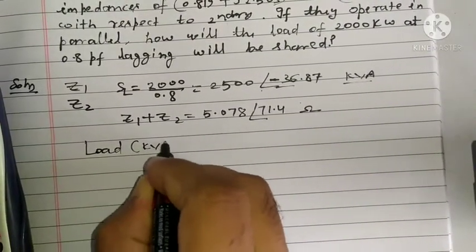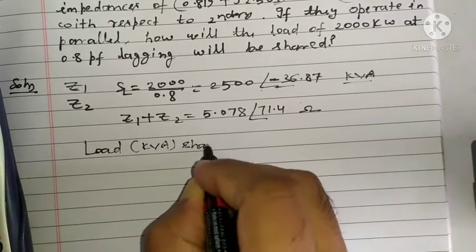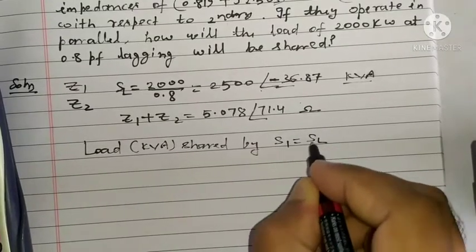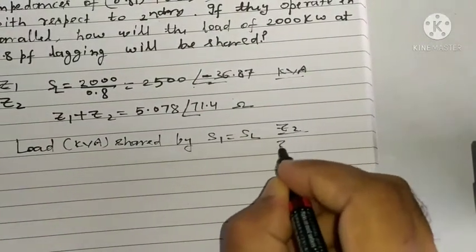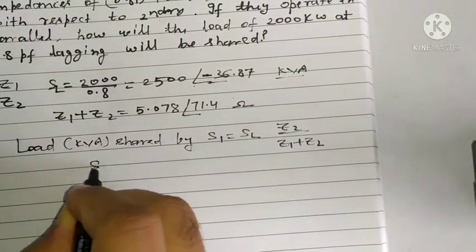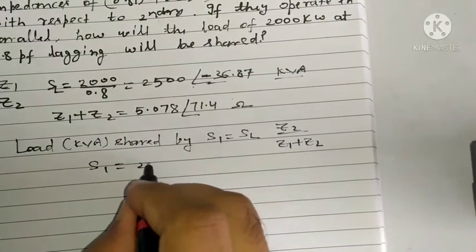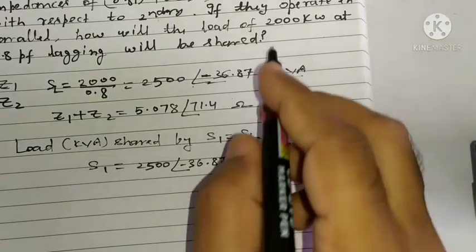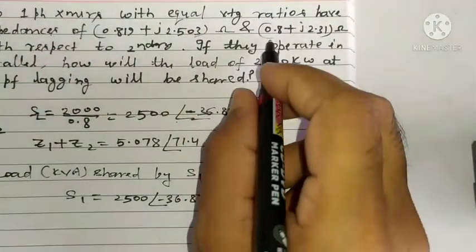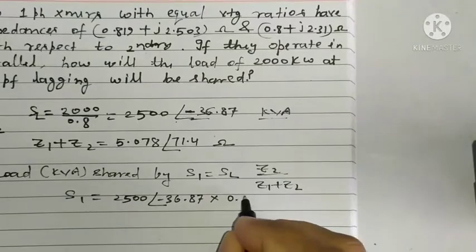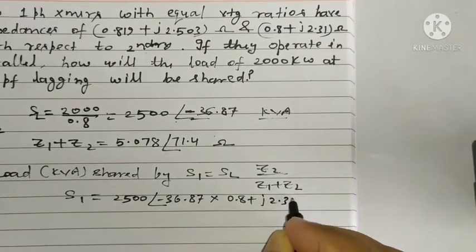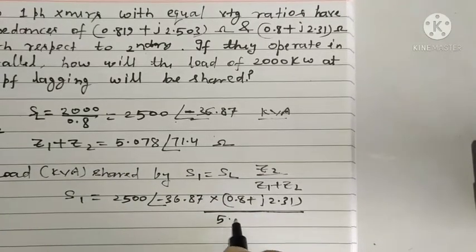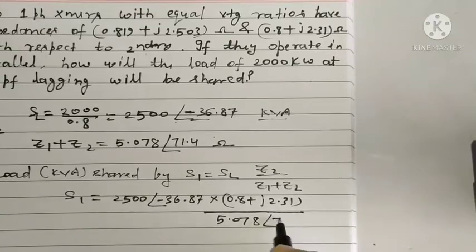Now the load, that is in kVA, shared by the first transformer, S1, will be SL times Z2 by Z1 plus Z2. So S1 is given as: SL is 2500 at an angle of minus 36.87. What is Z2? Z2 is this value, right? So 0.8 plus j2.31 divided by Z1 plus Z2, which we calculated as 5.078 at an angle of 71.4.